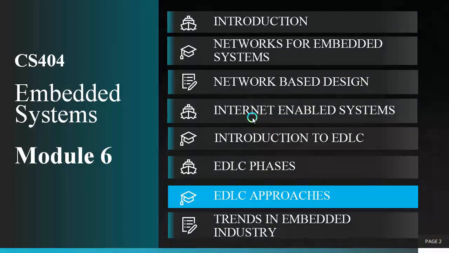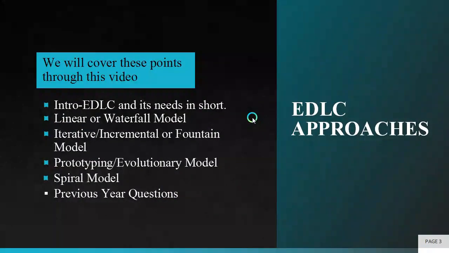These are the main topics in this module. In this video, we will briefly discuss EDLC approaches. We will cover these points through this video. Introduction to EDLC and its needs. In short, there are four models in EDLC approaches. They are linear or waterfall model, iterative or incremental or fountain model, prototyping or evolutionary model, and spiral model. And lastly, we will discuss some previous year questions.